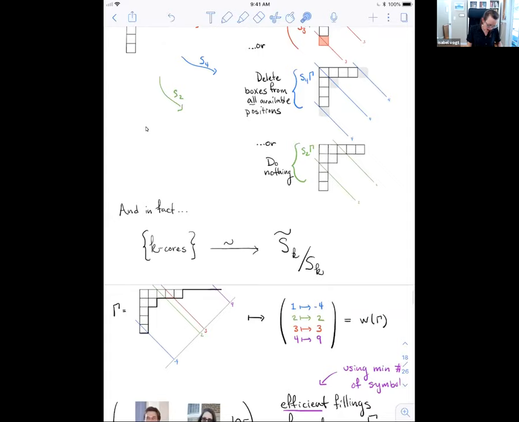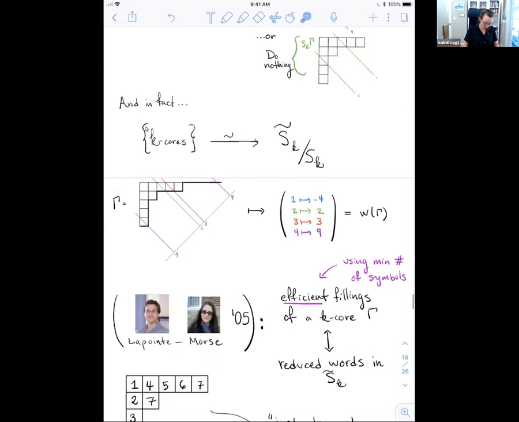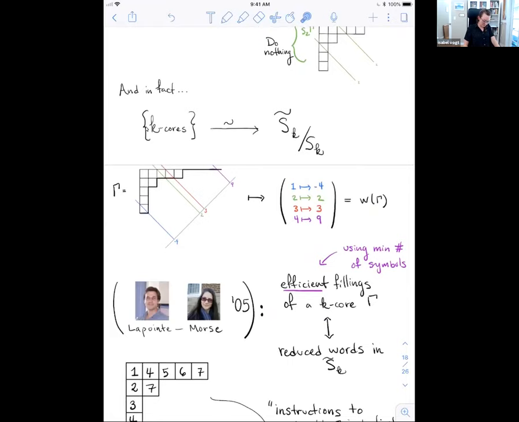So this tells us some stuff about the tableau gamma V, but it doesn't really tell us about the filling of it immediately. But that was studied by combinatorialists in the early 2000s. And the main work was a theorem of Lapointe and Morse from 2005, which says that efficient fillings of a K core, K regular fillings, and efficient means using the minimum number of symbols, are the same thing as reduced words in the affine symmetric group.